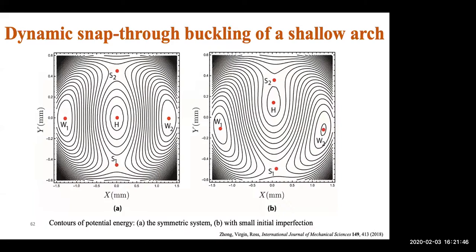As you change configurations, like how symmetric this arch is, you get slightly different potential wells, but they all have basically the same topology. There's two wells, there's a hilltop, and then there's two saddle points. And we care about these rank one saddles.